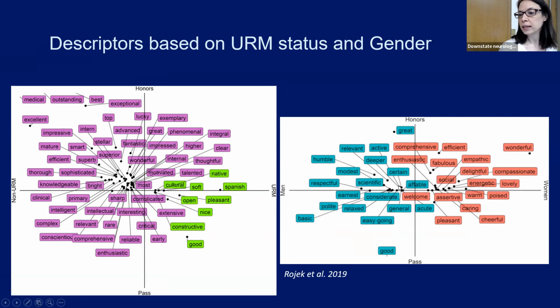Similarly, on the right is a distinction between men and women. So women were more likely to be described with these red words, warm and caring, whereas men were more likely to be described with these teal words, such as scientific. Great.